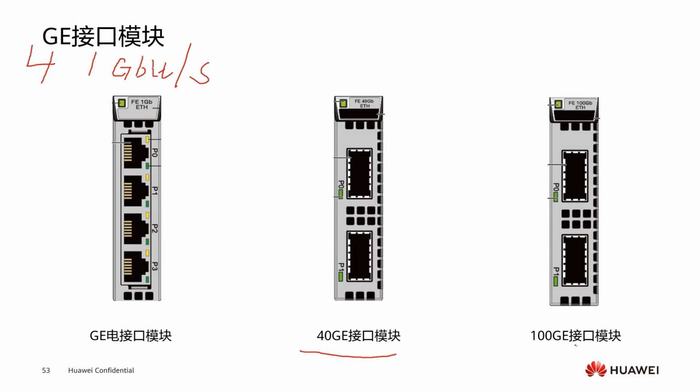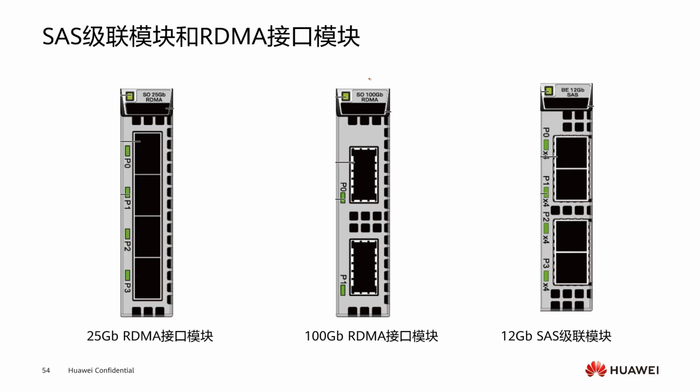For SAS node modules and RDMA interface modules, the 25 GB RDMA interface module provides 4 optical ports with a transmission rate of 25 Gbit per second, used for the connection between control frames in direct connection networking. And the 100 GB RDMA interface module provides 2 interfaces with a rate of 100 Gbit, used for the connection between the control frame and the switch, or the connection between the control frame and the smart hardware frame.